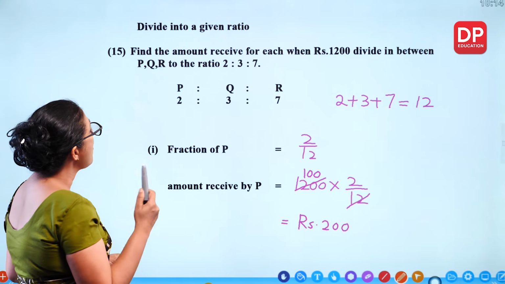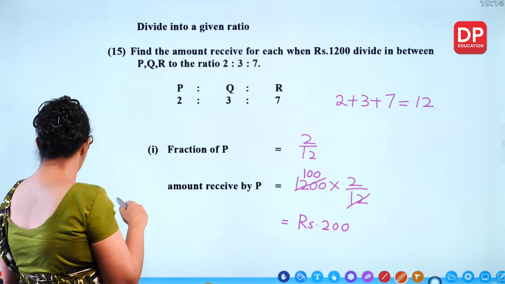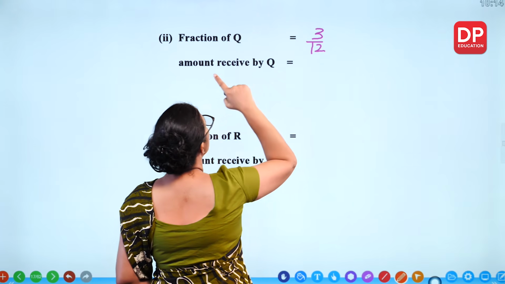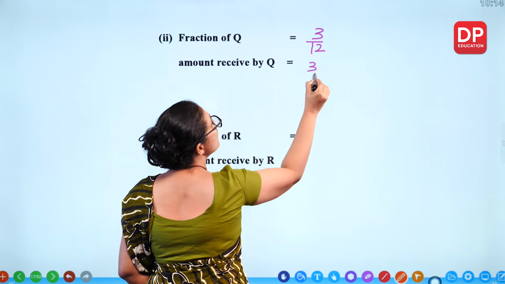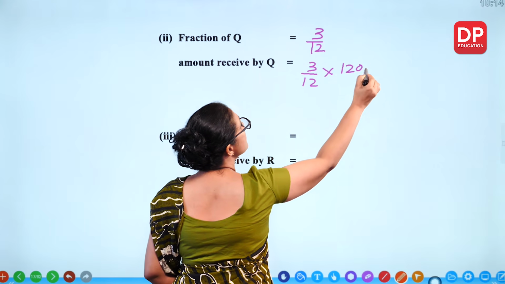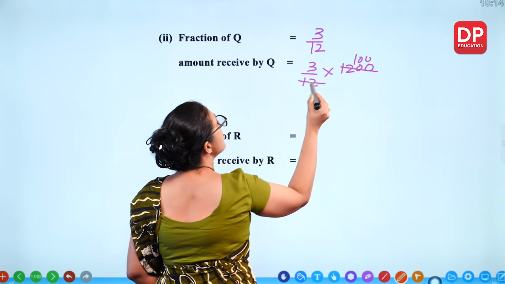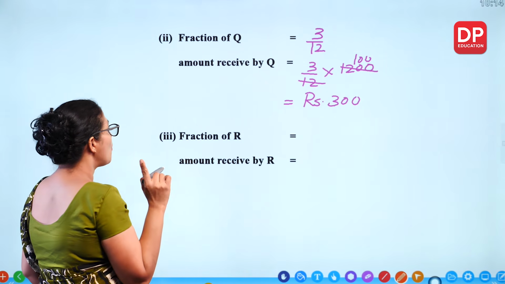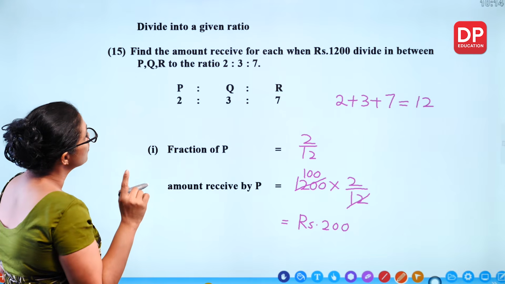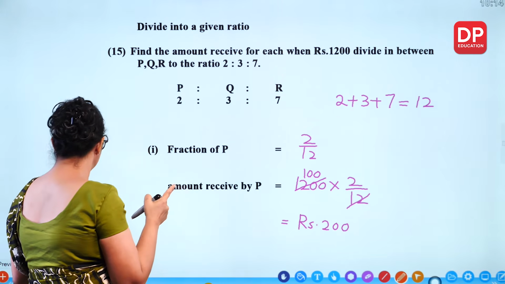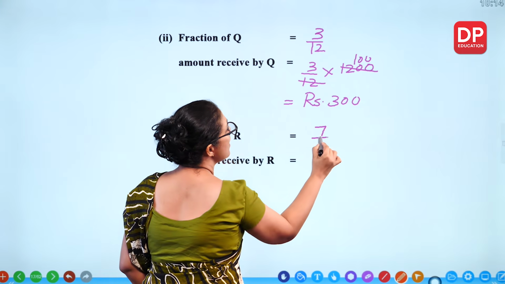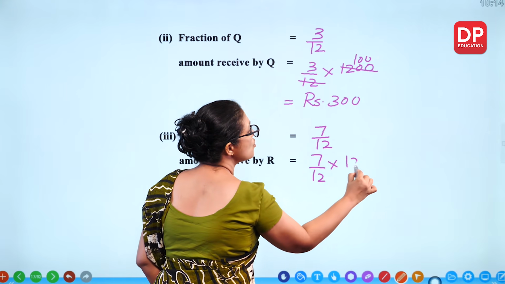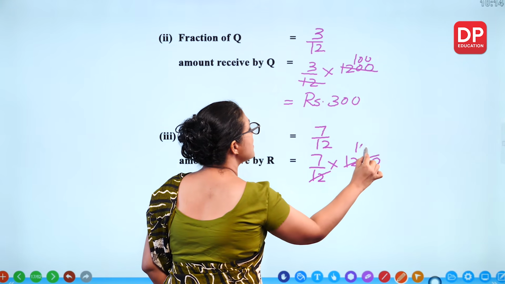Now we'll look at the fraction for Q, 3 over 12. So what's the amount received by Q? 3 over 12 times 1,200. 12 times 100, 100 times 3, 300 rupees. Now what's the fraction of R? 7 parts out of 12. What's the amount then? 7 over 12 times 1,200. You get 700.